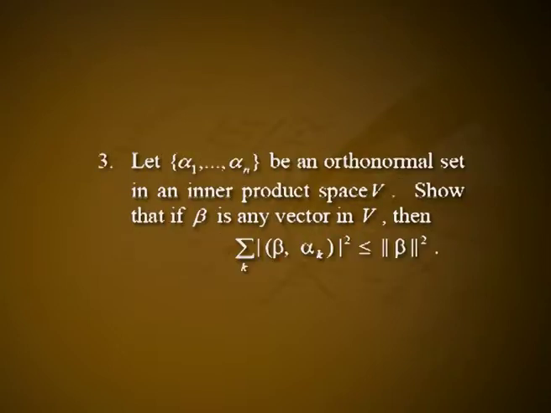Let alpha 1 etc. alpha n be an orthonormal set in an inner product space V. Show that if beta is any vector in V, then the sum over k of modulus of inner product beta, alpha k squared is less than or equal to norm beta squared.